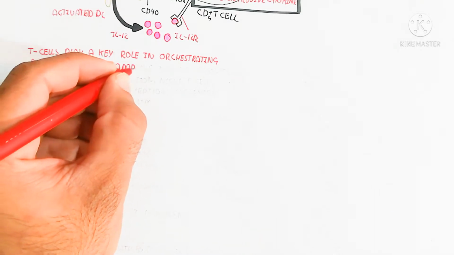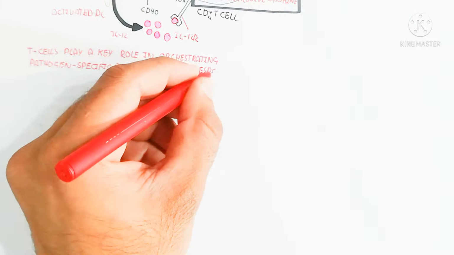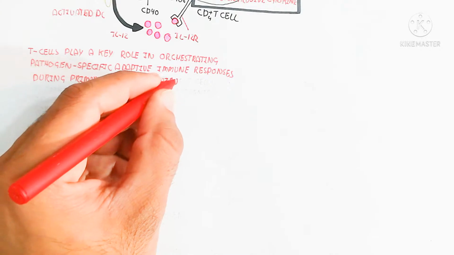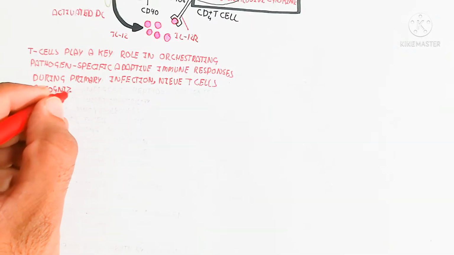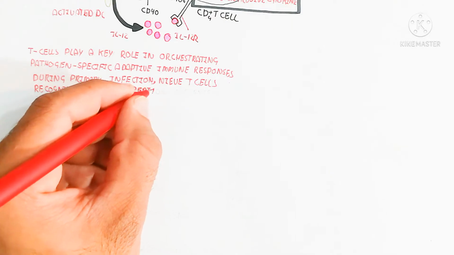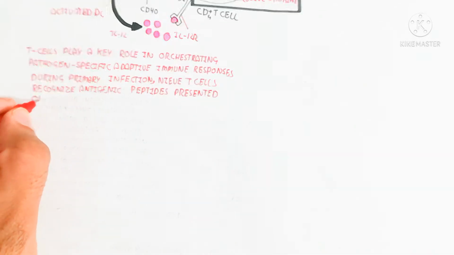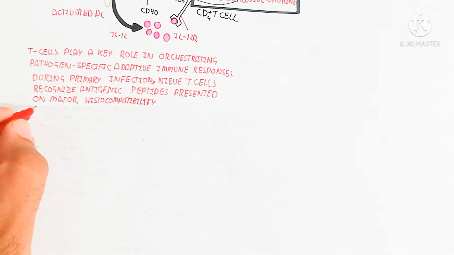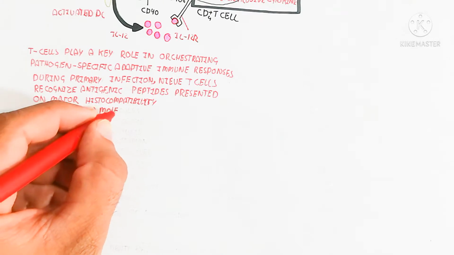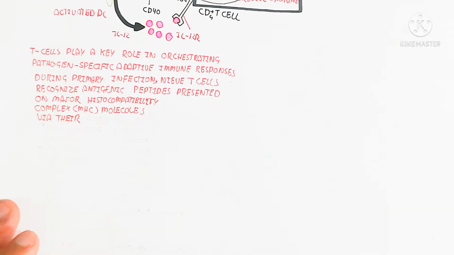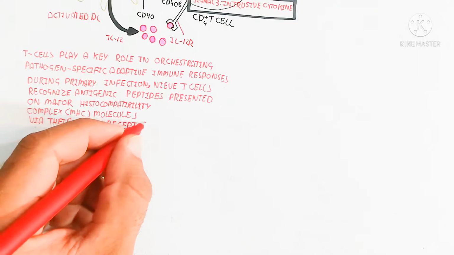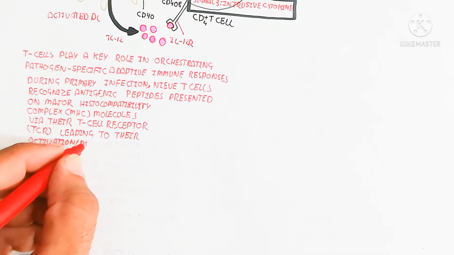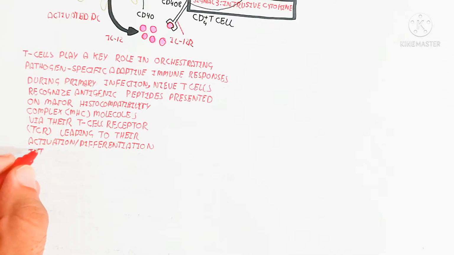So let's begin to understand how the T cell plays a key role in orchestrating pathogen specific adaptive immune responses. During primary infection, naive T cells recognize antigenic peptides presented on major histocompatibility complex MHC class 2 molecules via their T cell receptor, leading to their activation and differentiation into effector T cells over the course of 1 to 2 weeks. Effector T cells are the different types of T cells that combat the inflammation site or pathogenic site. This leads to proliferation, and transcriptional, epigenetic and metabolic changes occur.